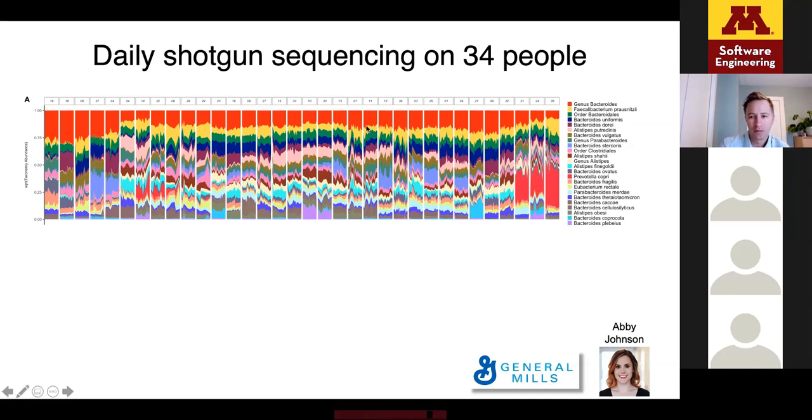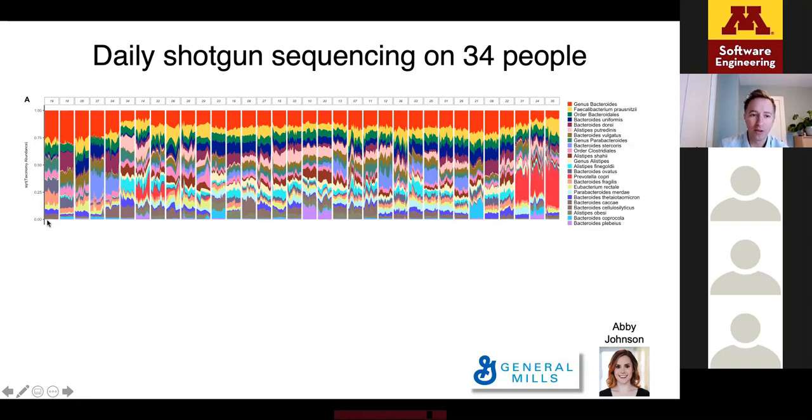In general, most of the people have a similar distribution. Oh yeah, so a lot of the same bugs are showing up. Does anyone have exactly the same mixture as someone else? No, the ratios are different. These two people look like twins, but this one has a lot more of this Bacteroides stercoris bug.